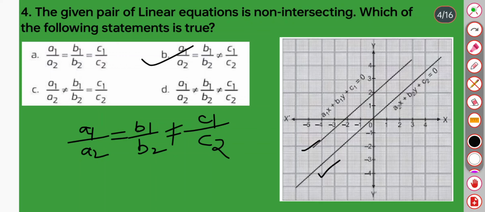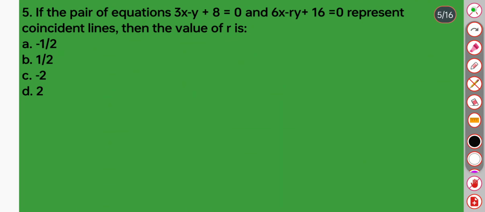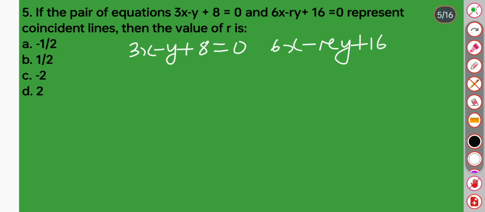Okay, so now let's move to the next question. Question number 5, what is given? If the pair of equations 3x minus y plus 8 equal to 0 and 6x minus ry plus 16 equal to 0 represent coincident lines, then the value of r is. They have given two equations, so write them down. The first equation is 3x minus y plus 8 equal to 0, and the second equation is 6x minus ry plus 16 equal to 0.